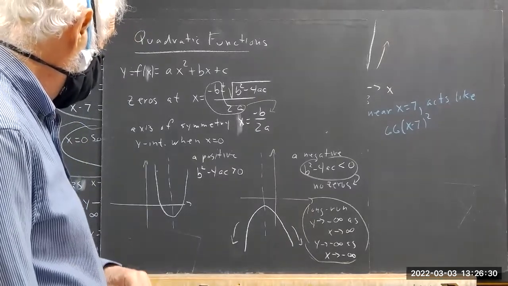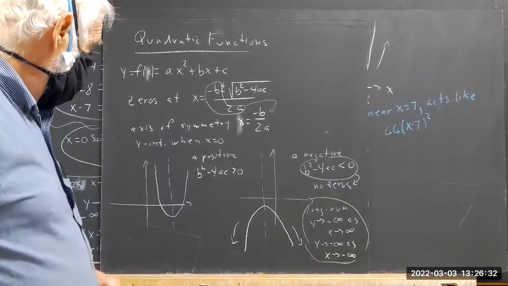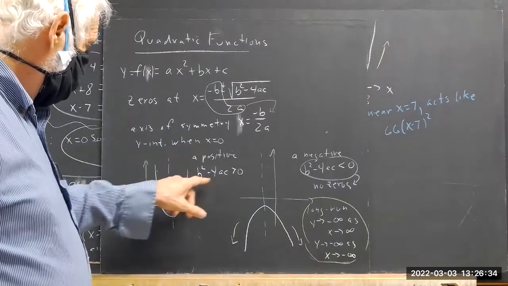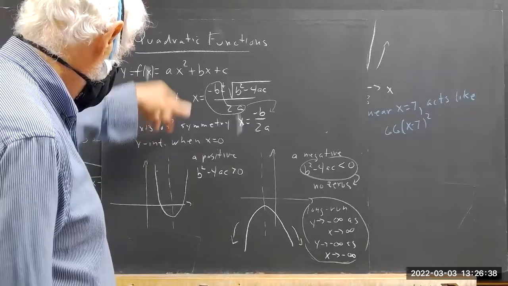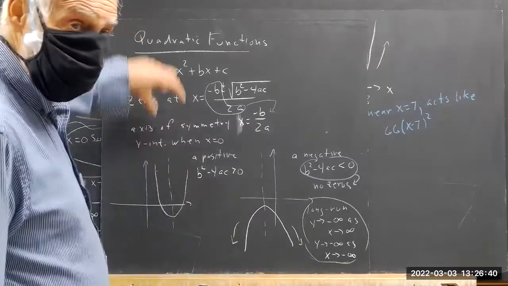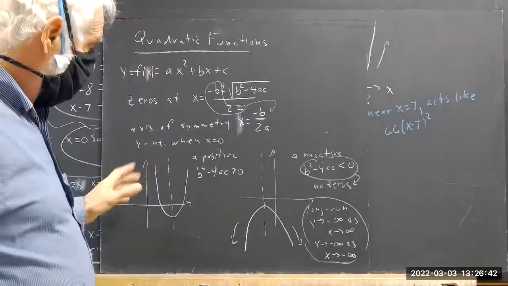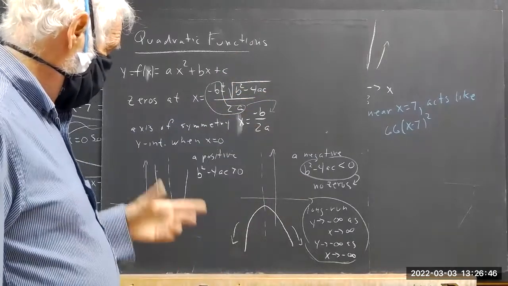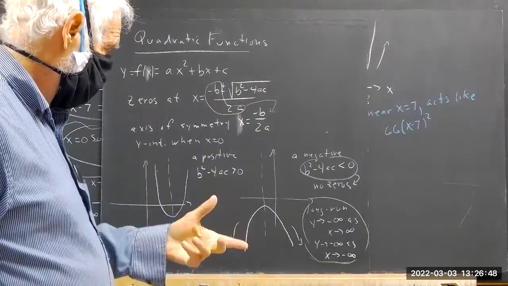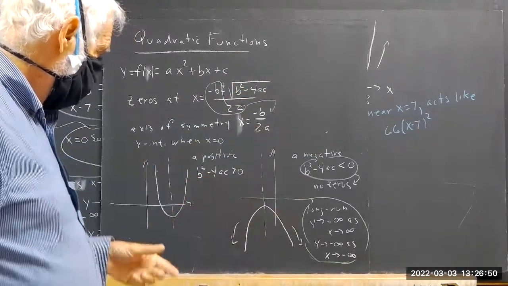There are two other cases. If a is positive and the discriminant is less than zero, then it is like I just described here. It's going to be above the x-axis. It's got to open up. But if you look at the long run behavior and the discriminant to see whether you have zeros or not, you can conclude what the graph looks like.